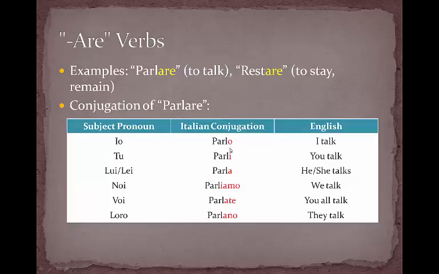In the first person singular, we're going to add an O to the end of the stem. Second person singular, we'll add an I. Third person singular, we'll add an A. First person plural, we'll add iamo, I-A-M-O. Second person plural, we'll add ate, A-T-E. And third person plural, we'll add ano, A-N-O.